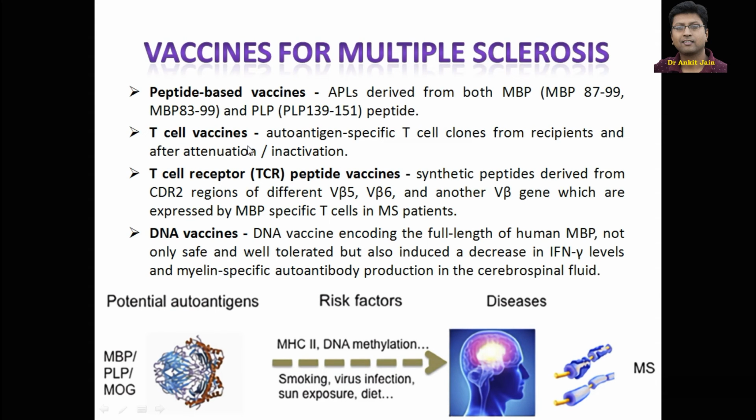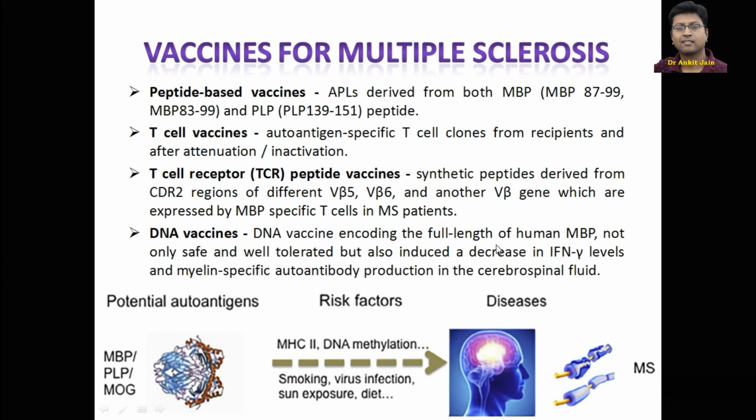Now the T cell vaccine, we introduce into the patient inactivation or attenuation of the T cells, and third is the T cell receptor peptide vaccine. We have introduced different soluble receptors like variable beta 5 and variable 6 receptor region, so it will bind to that particular antigen.